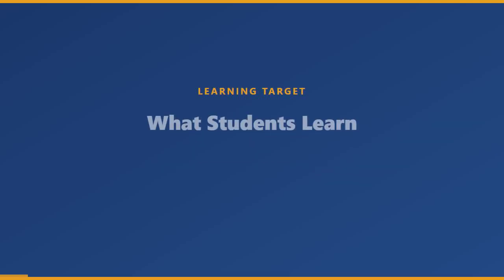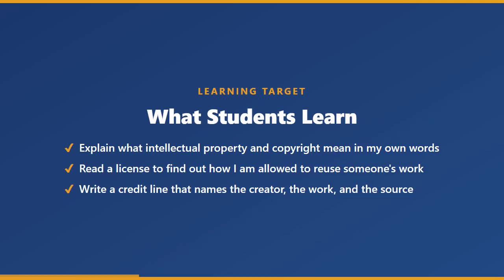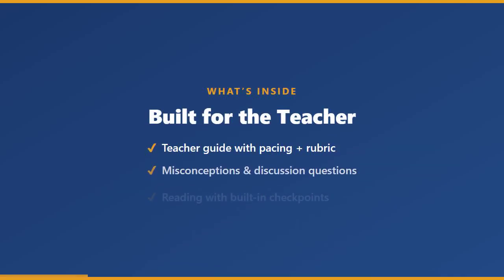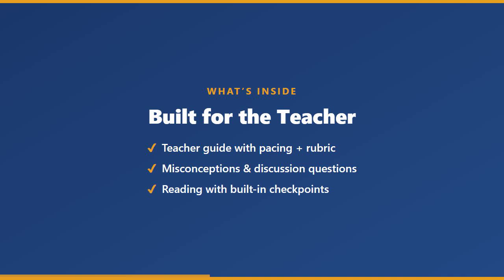5.APPD02. Students learn to observe intellectual property rights and give appropriate credit when they create programs, whether they write original code or reuse code from someone else. Inside, a full teacher guide with pacing, misconceptions, and a scoring rubric, plus a content lesson with built-in comprehension checkpoints.